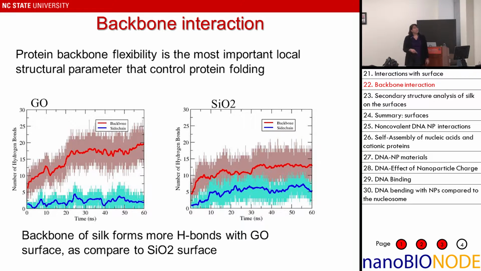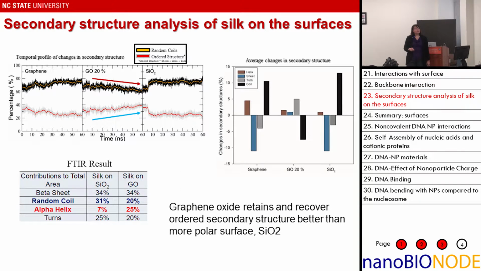If we look at all of the secondary structure analysis on the surface, here is the average change in secondary structures. This is 0. Positive means more secondary structure, negative means less secondary structure. We can see for graphene, this is disorder, so it's coiled, so the protein denatures. We also see on silicon dioxide, the protein denatures, more coiled structures are formed. However, for graphene oxide, we see that again, disorder, or coil structures, are decreasing, and secondary elements are increasing.